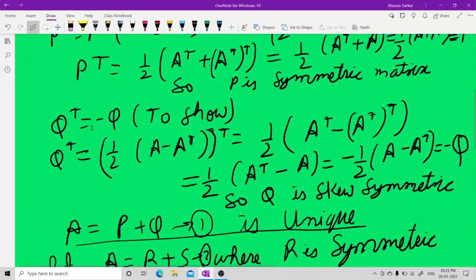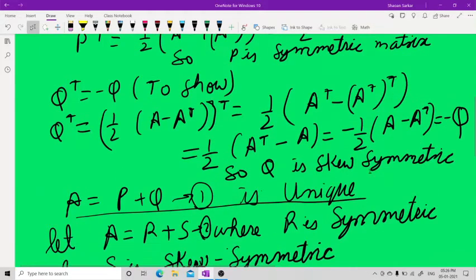Similarly, Q transpose is minus Q. I have to show that. So take the transpose of Q on both sides, and I'll have half A transpose minus A transpose transpose, and this will give me A transpose minus A, which is the same as minus half A minus A transpose, which is basically minus Q. So Q is skew-symmetric.